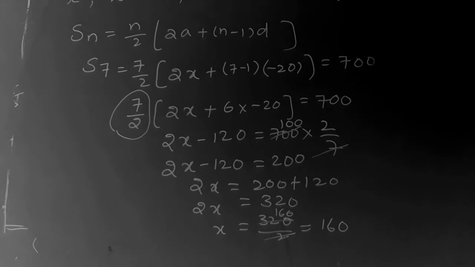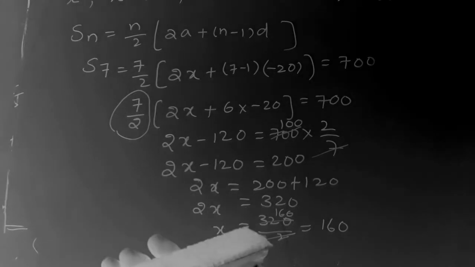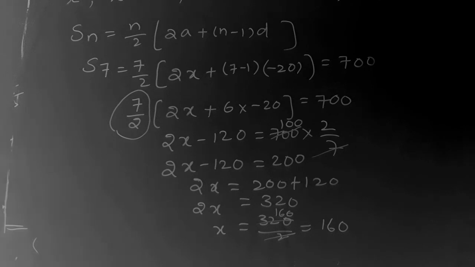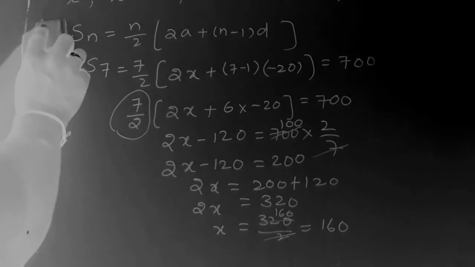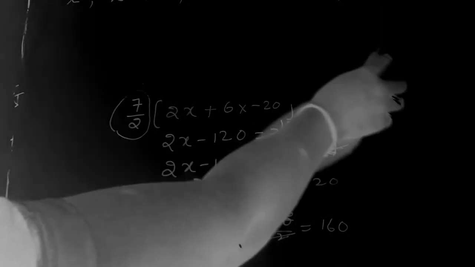So the amount of the first cash prize is nothing but 160 rupees. What about the second one? It should be 160 minus 20, which is 140. What about the third one? 160 minus 40. So now we will find out the value of each cash prize.